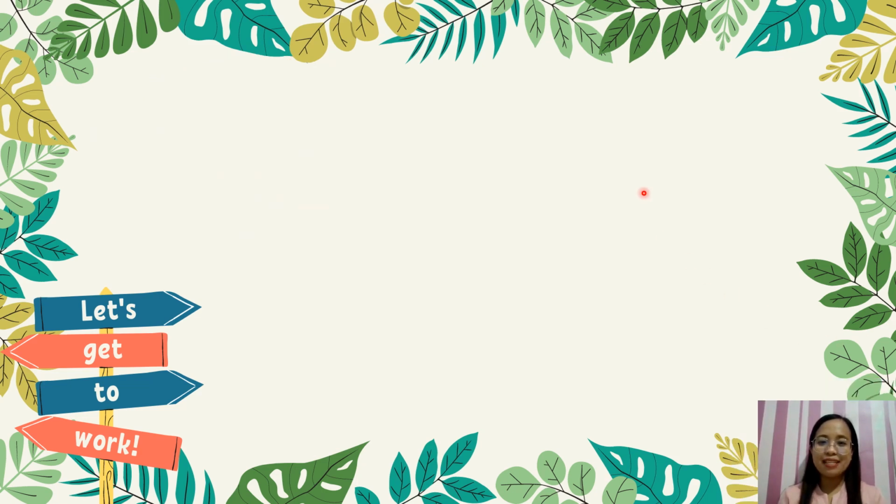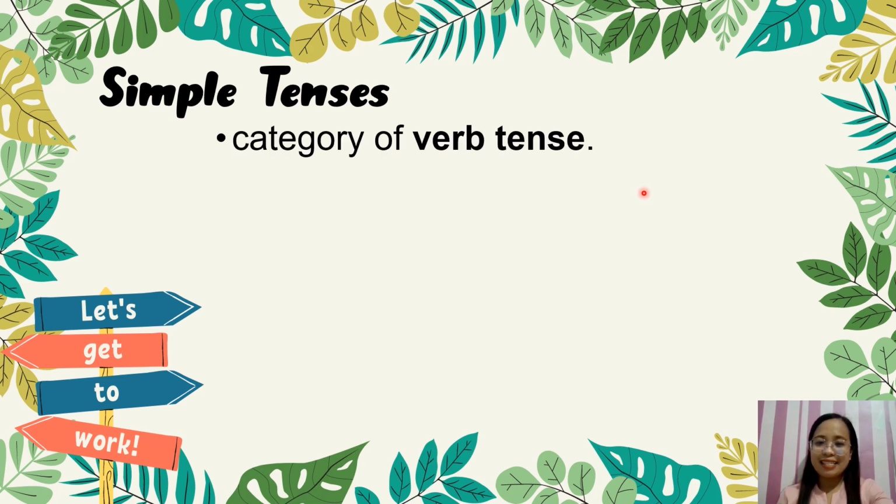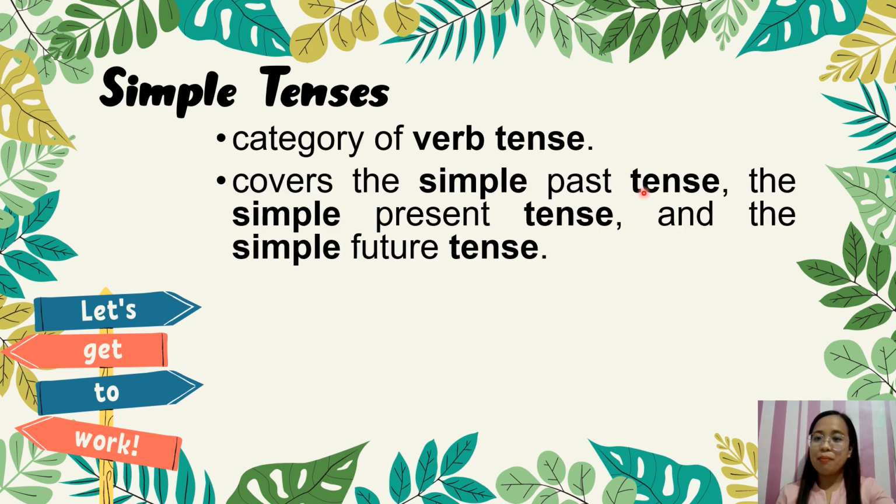To begin our lesson, let's start with what are simple tenses. Simple tenses are a category of verb tense. It covers the simple past tense, the simple present tense, and the simple future tense. So we are going to study these three simple tenses for today. This is very easy if you listen to me.